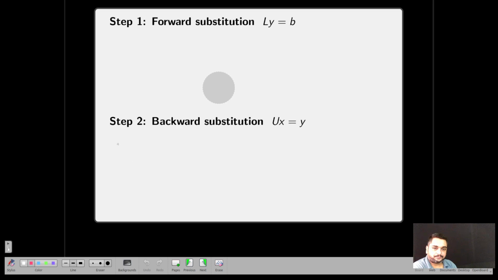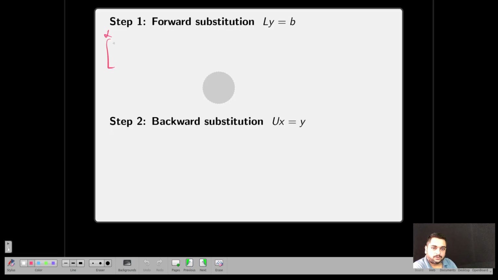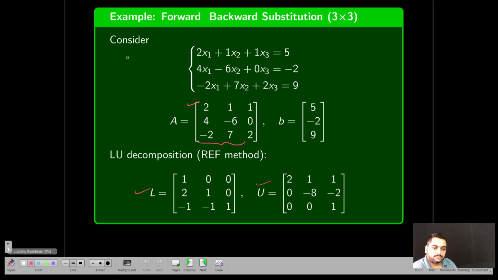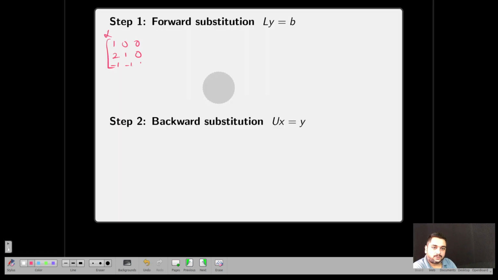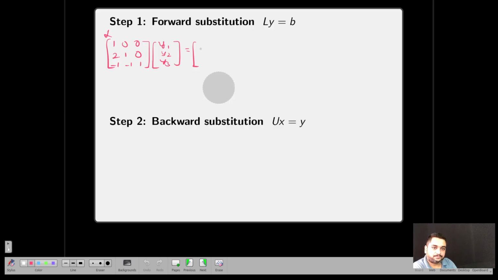Let us see. What is my L? L is 1 0 0, 2 1 0, and the last row is -1, -1, 1, multiplied by y. There are three variables, so I will take the y vector as y1, y2, y3. This should be equal to b. What is my b? 5, -2, 9.